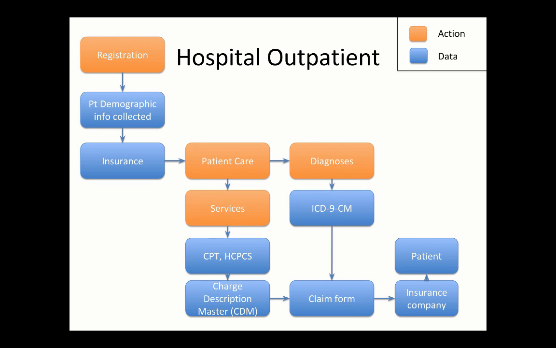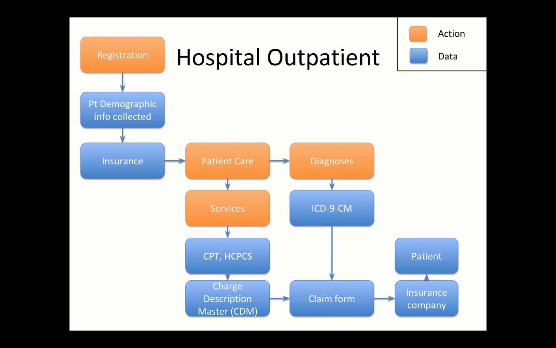For hospital outpatient, data flow can begin many different ways. A patient may have an order from their physician to have a test done or a procedure performed. Typically, a patient must register with the hospital prior to arriving, where demographic information is collected along with insurance information. If a patient arrives in the ER, much of this information is collected at the hospital. Once patient care begins, diagnosis information is typically collected and coded using ICD-10-CM. The services then are provided and coded and entered using CPT or HCPCS.